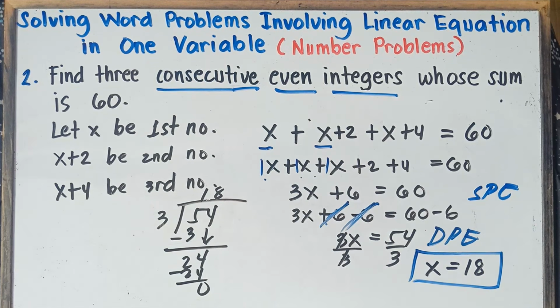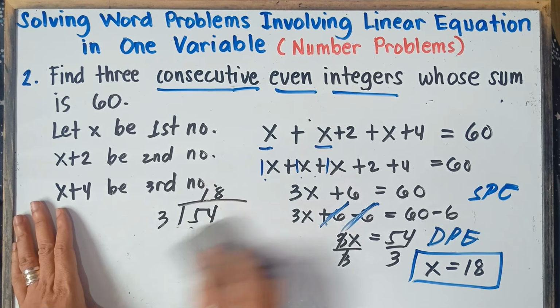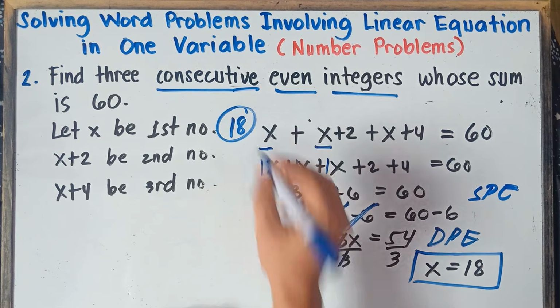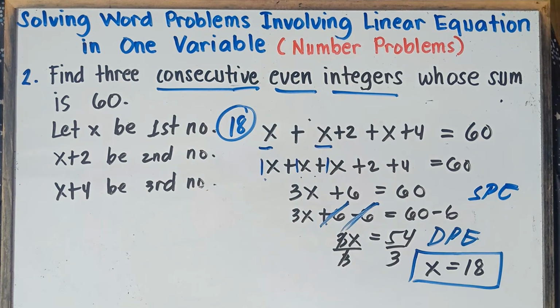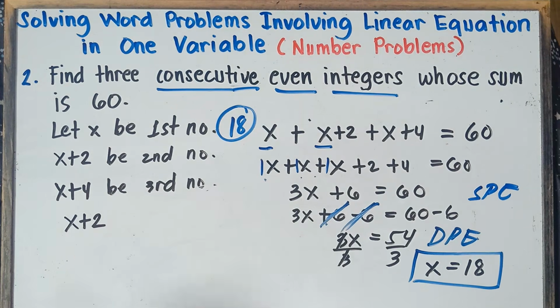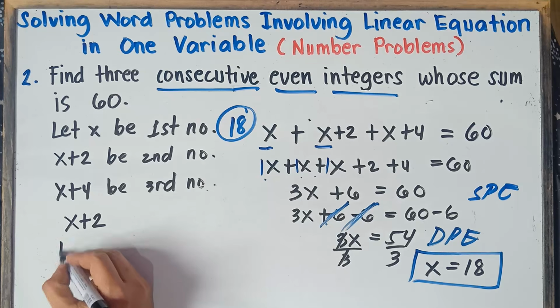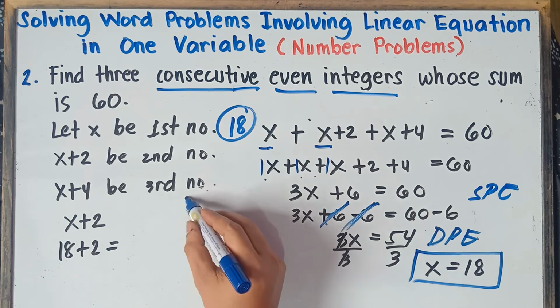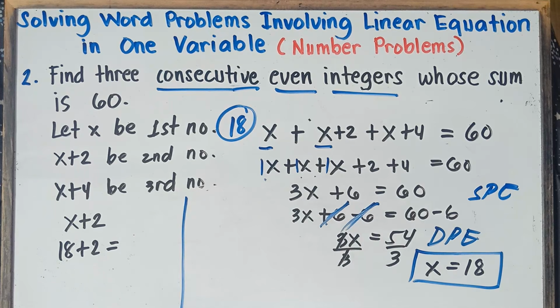So that would be our first number, class. Once again, our first number is 18. Now, how will you get the second number? Simply substitute, class, the value of x. This will be our second number, x plus 2. Once again, our value for x is 18. So 18 plus 2. What's the answer, class, for our second number? That's correct. 18 plus 2, our second number would be 20.